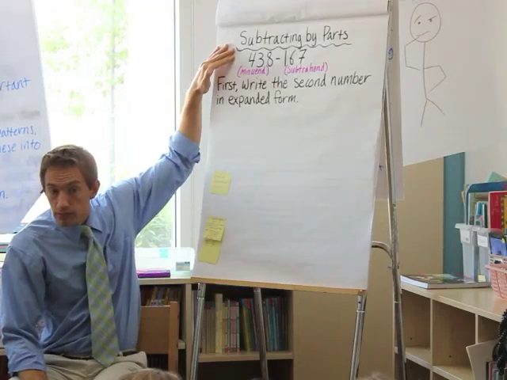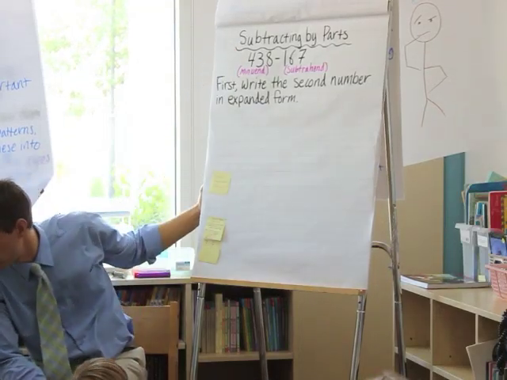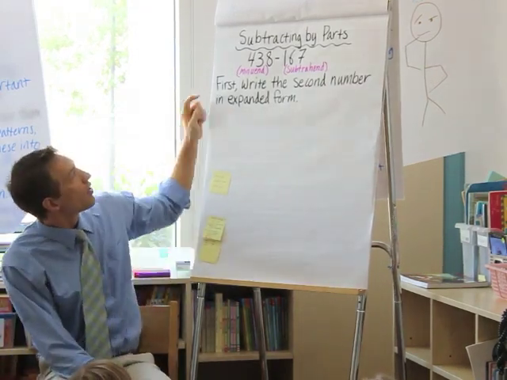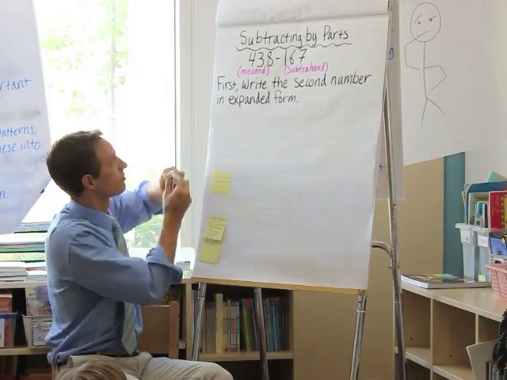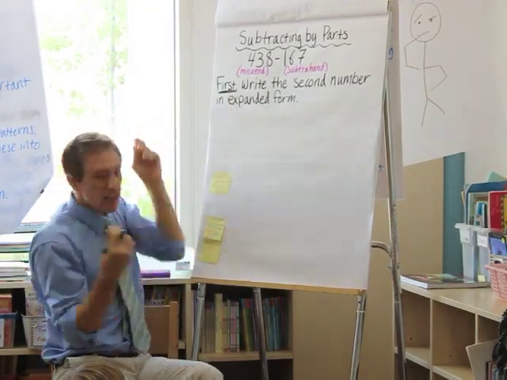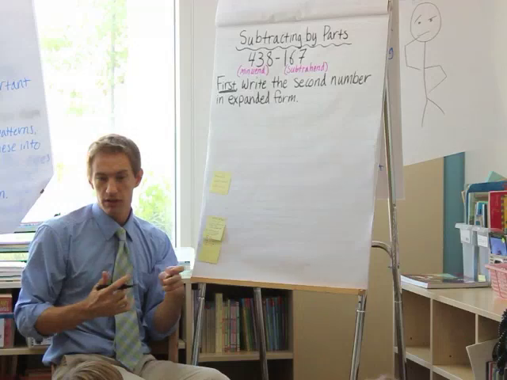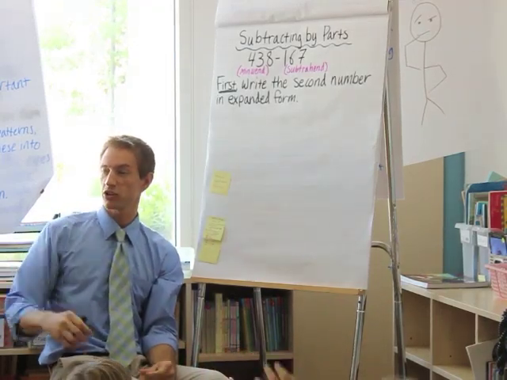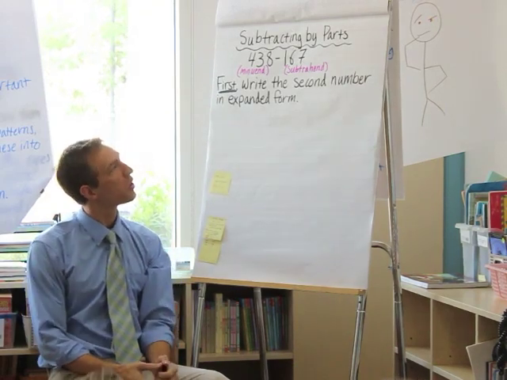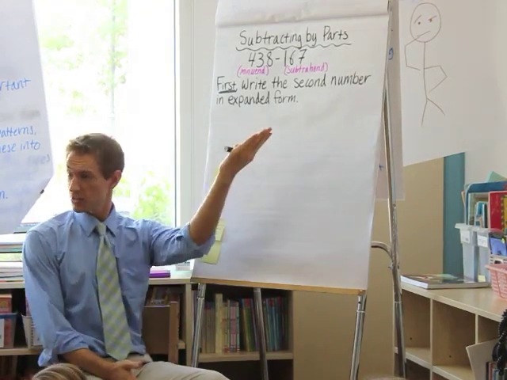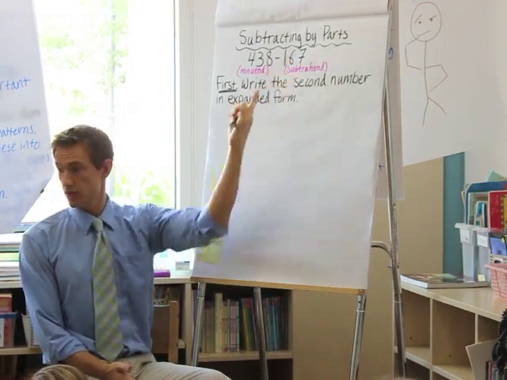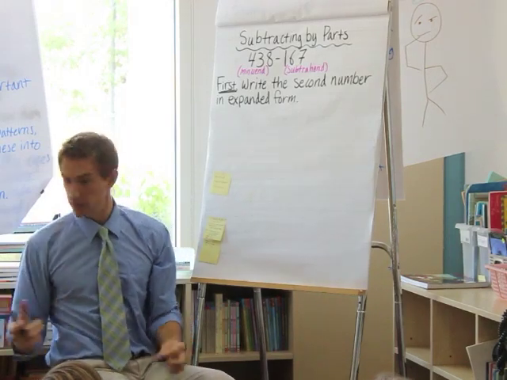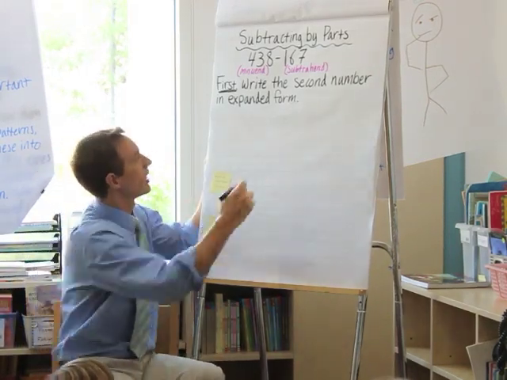Third graders, this is subtracting in parts. A strategy that will help you subtract numbers. First, guess what the first procedure is? What do we do first? It's the same in adding in parts. Miss Charlotte? First, write the second number in expanded form. We got to write the second number in expanded form, the subtrahend. Just like adding in parts, we write the second number in expanded form. So let's go ahead and do that.